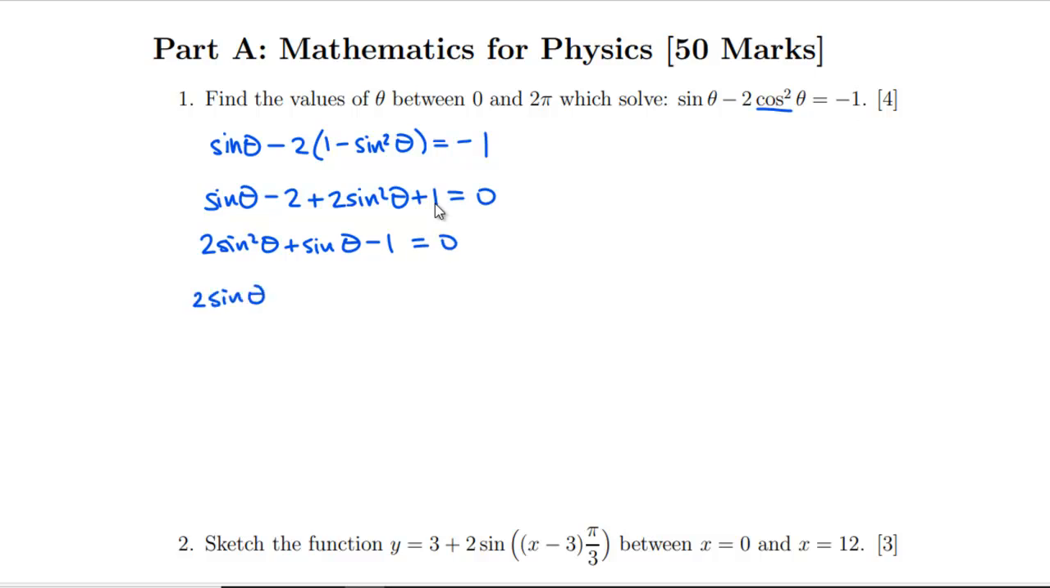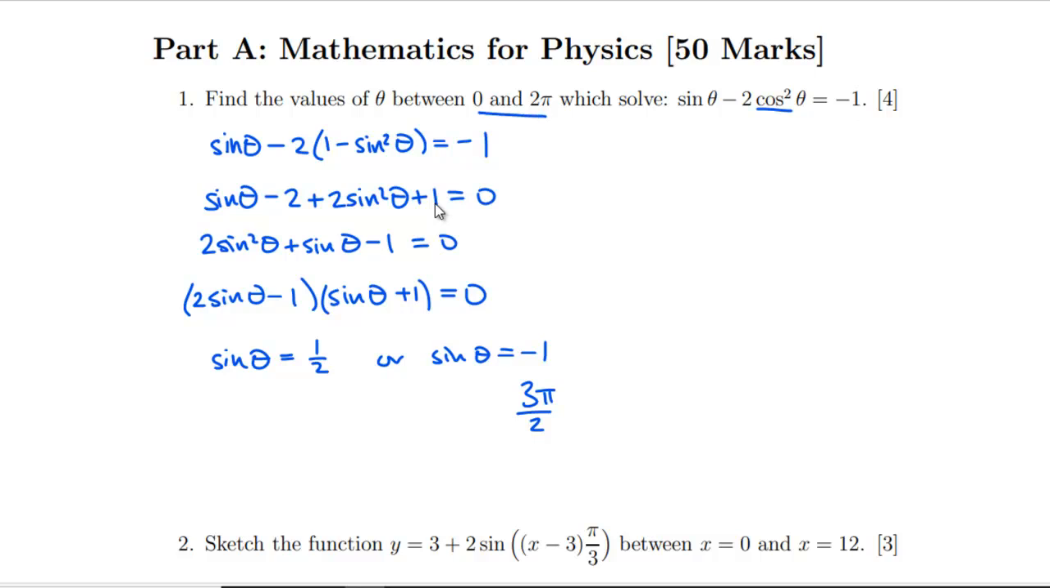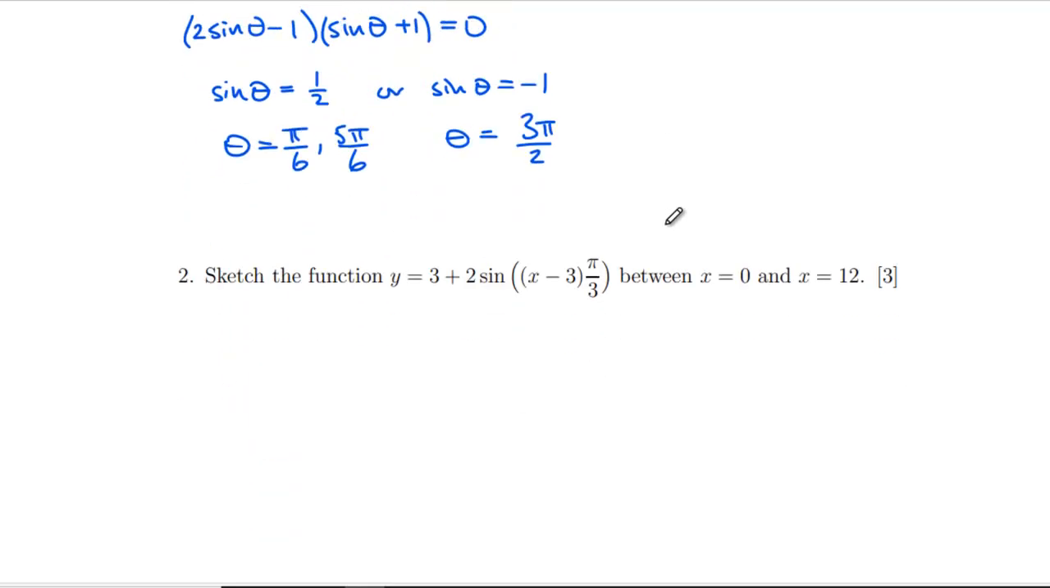2 sine theta, that's going to have to be the minus 1, isn't it? And then sine theta plus 1 equals 0. So we've got sine theta equals a half, or sine theta equals minus 1. That would be 3 pi divided by 2, the only solution we've got in that range. And then this one, theta equals 30 degrees, pi divided by 6, or 5 pi divided by 6. That's a fairly standard question, that one. So a nice 4 marks to get started.